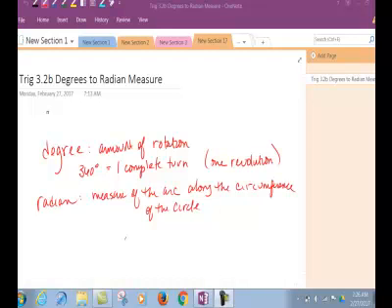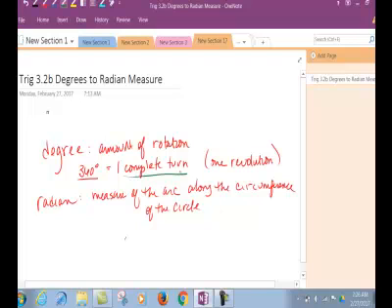Today we're going to talk about radian measure, so let's get right to it. So far we've measured angles using degrees, and the degree of an angle is the amount of rotation. We know that if we go one time around the circle, we've gone 360 degrees, and that's one complete turn. Sometimes we use the word revolution.